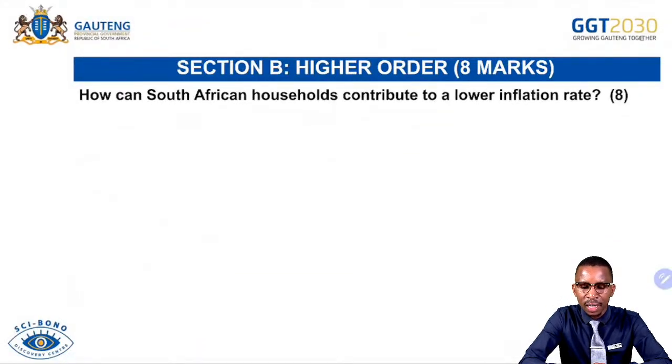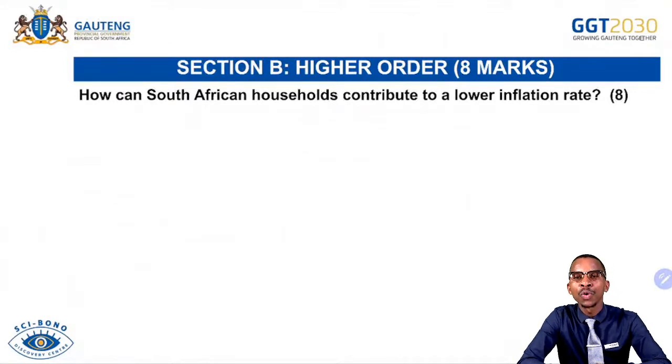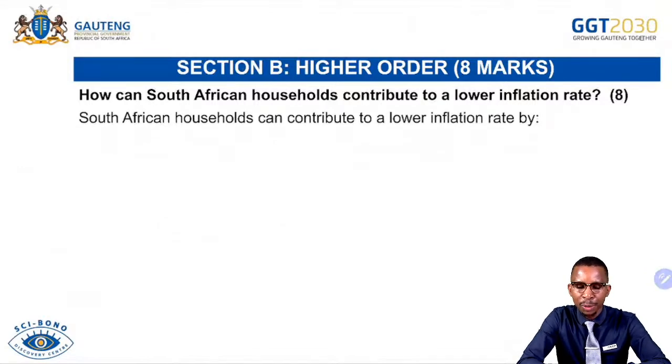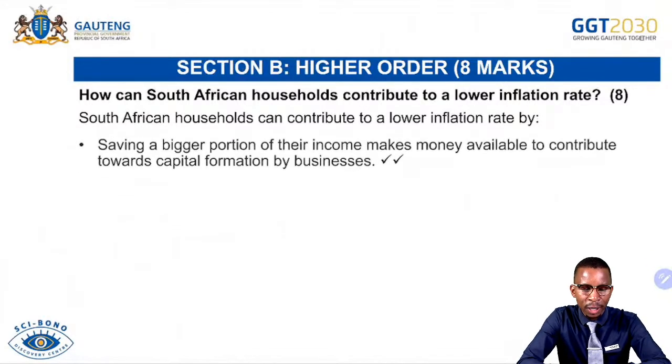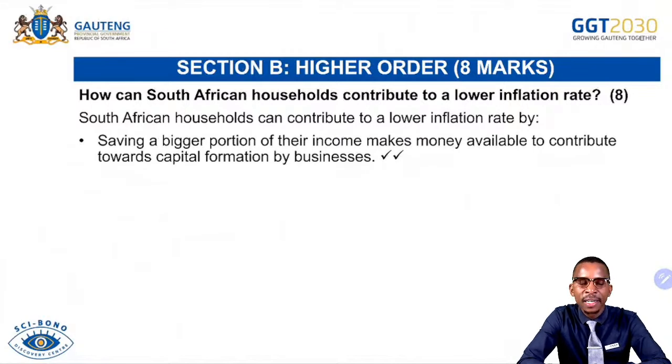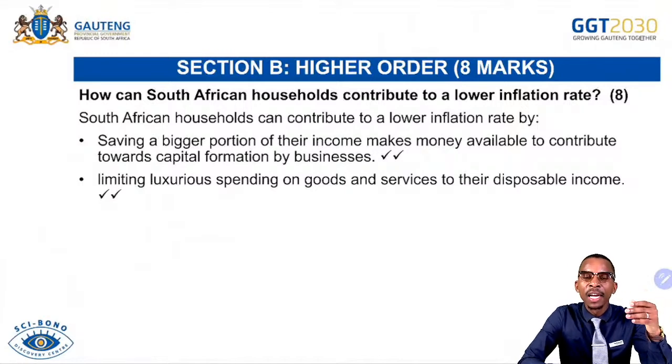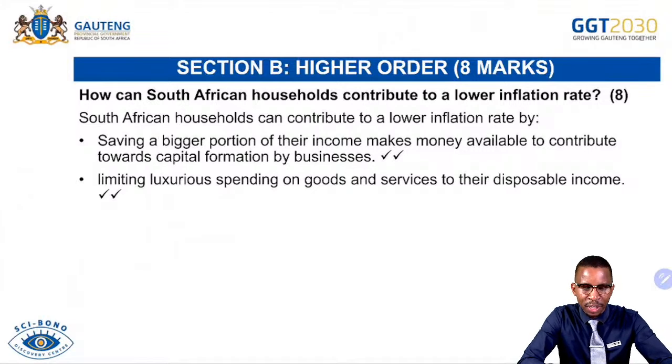How can South African households contribute to a lower inflation rate? How can households contribute to lower inflation in a country? South African households contribute to lower inflation by doing the following: saving a bigger portion of their income instead of spending, because as they save, there will be less demand for goods and services. And that will also create more capital formation for business, because if they save money in commercial banks, there will be more capital for commercial banks to give out as loans, which will be capital for businesses.